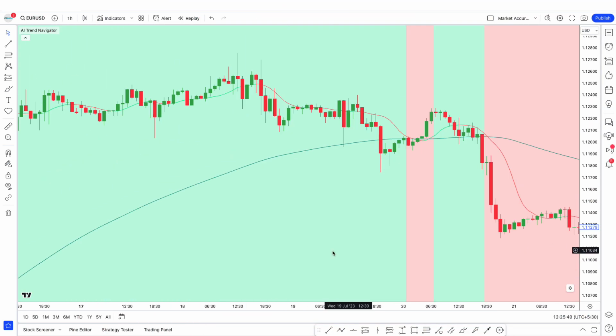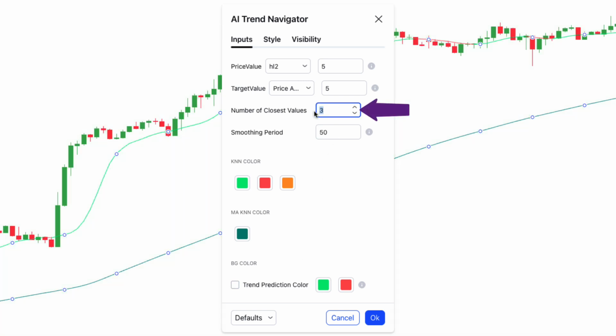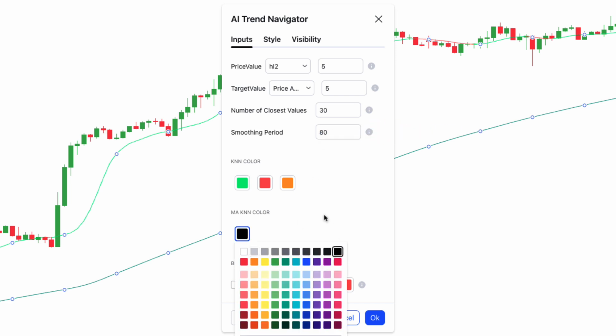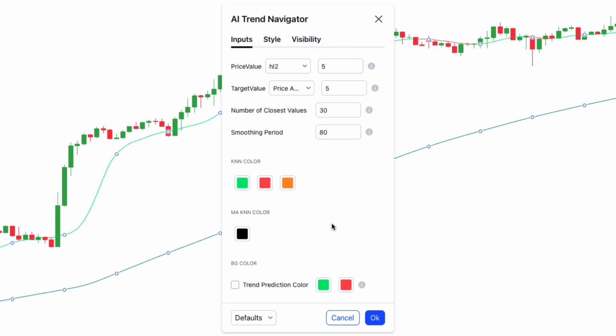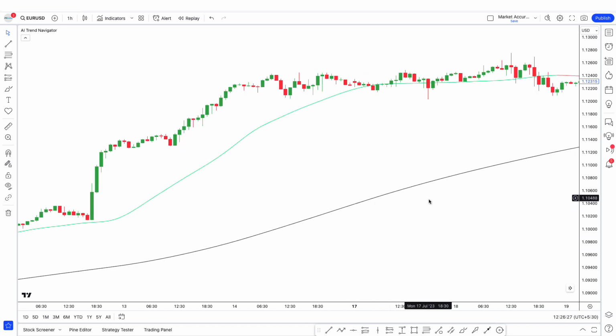Let's head back to the settings and turn off the trend prediction color since we won't be needing it. While in the settings, adjust the number of classes value to 30 and set the smoothing period to 80. And then click here and change the EMA, KNN color to black. Once done, click OK.